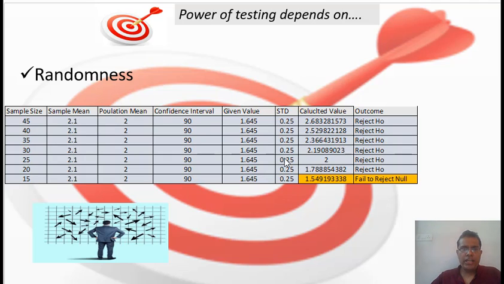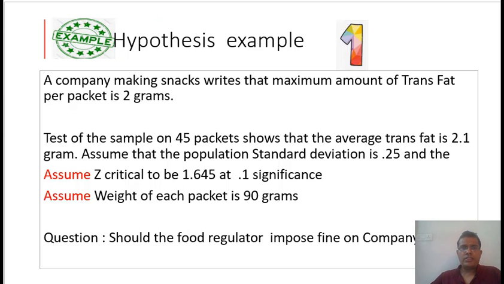So this is the problem statement. A company making snacks writes that maximum amount of trans fat per packet is 2 grams. Test of sample on 45 packets shows that average trans fat is 2.1 gram. Assume that population standard deviation is 0.25 and Z critical is 1.645 at 0.1 significance. 0.1 significance implies 90% confidence. Should the food regulator impose the fine on the company?